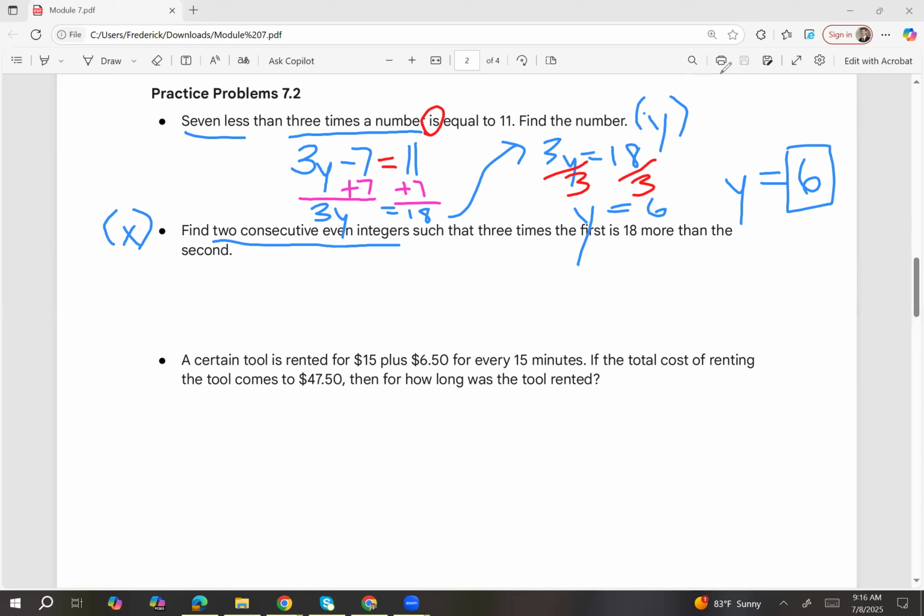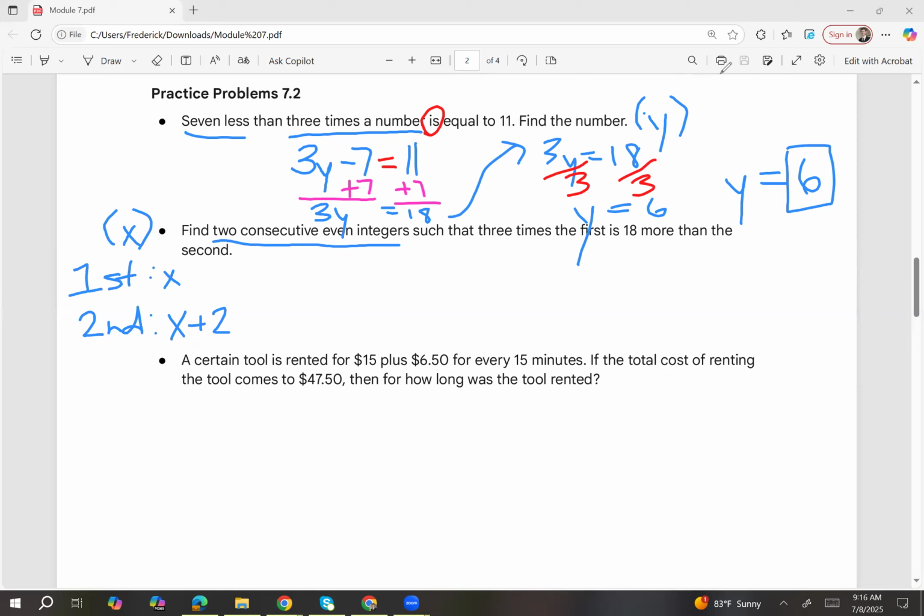Let's just make note that the first of our two consecutive evens will be X, and then the second, imagine that's like 2 or 4, the next even number up is 2 units above. So wherever we are at X, the next one, the consecutive one from there, is X plus 2.